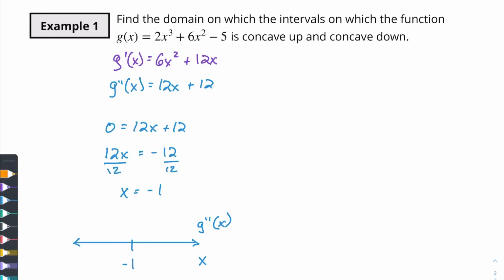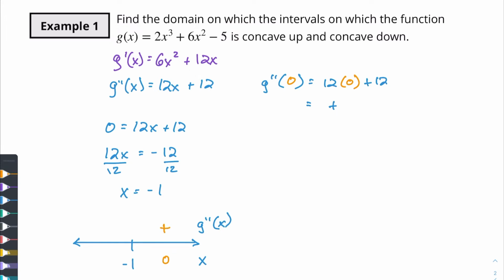Let's start with the easy one. Let's start over here at 0. We're going to make x equal 0. Up here we're going to put the second derivative at 0, and we're going to find 12 times 0 plus 12. 12 times 0 is 0, plus 12. So we're going to end up with a positive value. Up here, we're going to say we've got a positive value.